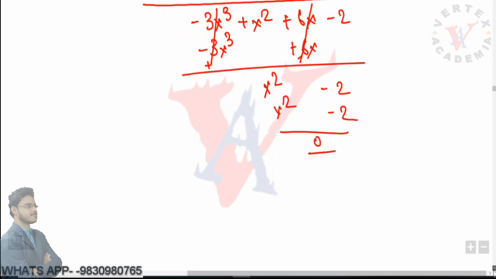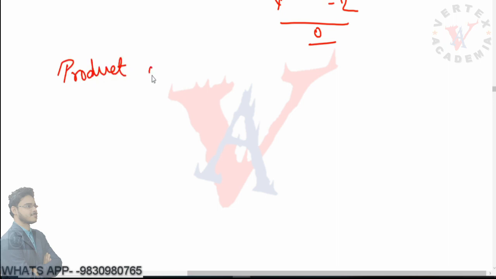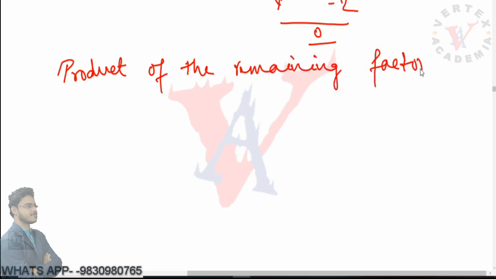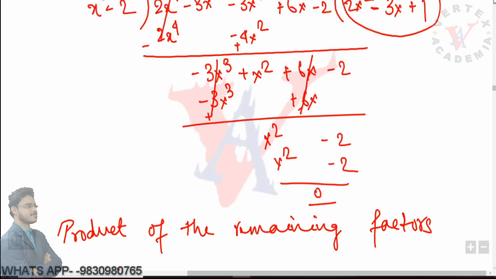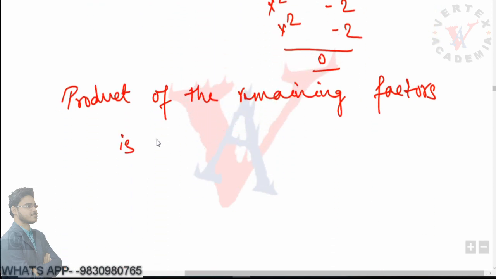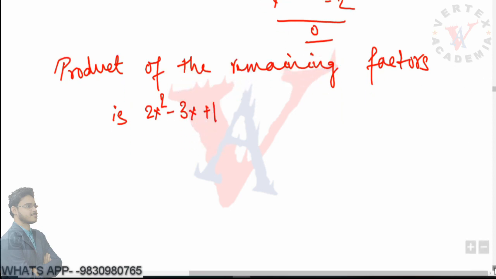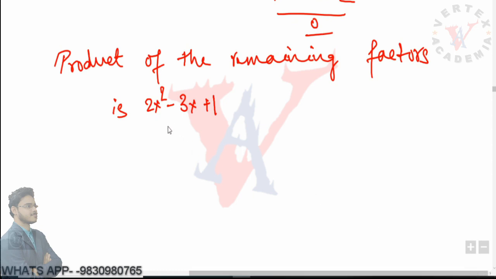So therefore the product of the remaining factors is the quotient we got here. The quotient is 2x² − 3x + 1. So the product of the remaining factors is 2x² − 3x + 1.